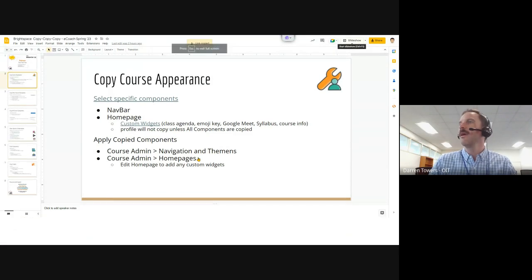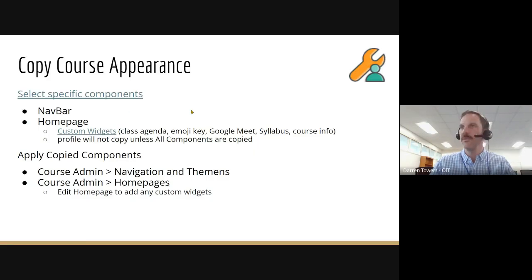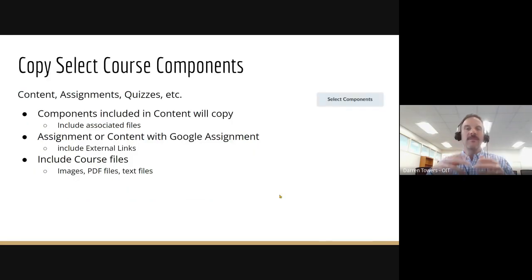All right, so that was copying the course appearance. Very similar steps for what we're going to talk about next, which is copying content. A lot of times, the same way we want to just grab a nav bar, homepage, whatever, we want to just copy certain bits of content, and we want those to come over from one course to another course, whether we are managing two or three courses at once, or we are moving from quarter one to quarter two, semester one to semester two, or even year to year, and we want to bring over certain components that we want to use again.